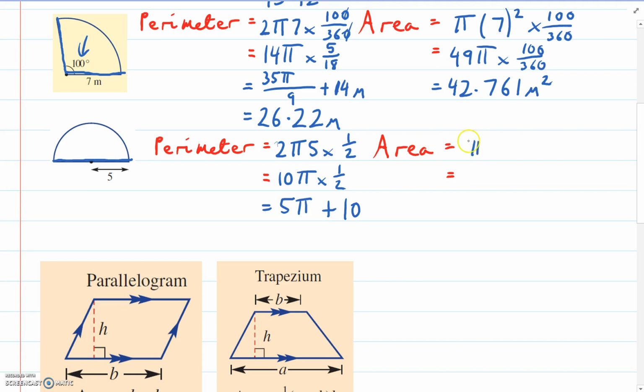Area, pi 5 squared times a half. So that's 25 pi. Again, like I said, timesing by a half is the same as dividing by 2. So you can just write it like that. You might want to put that in the calculator and find out the approximate value, but I'm not going to do that right now.